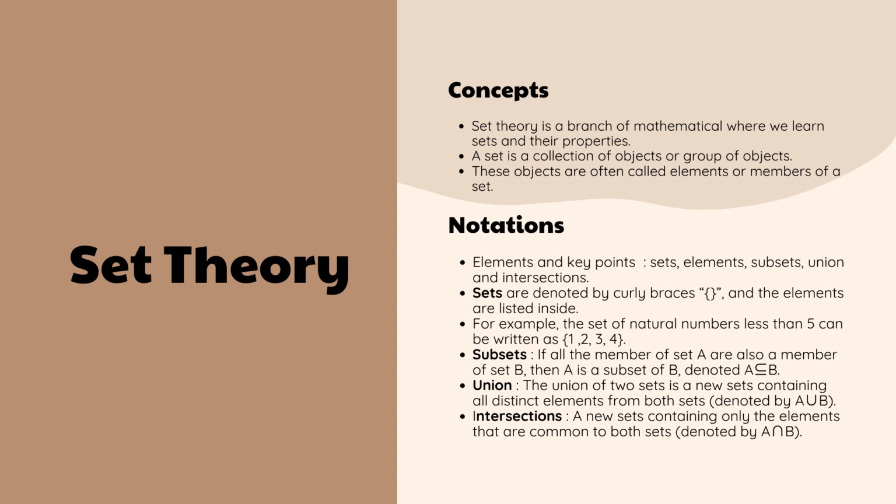Furthermore, there's a union, which combines two sets into a new set containing all distinct elements from both sets, denoted by A ∪ B, while the intersection is a new set containing only the elements that are common to both sets, denoted by A ∩ B.